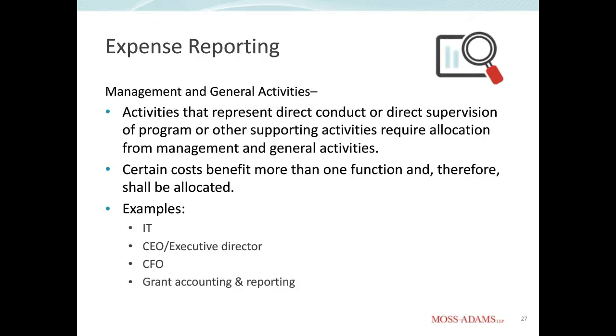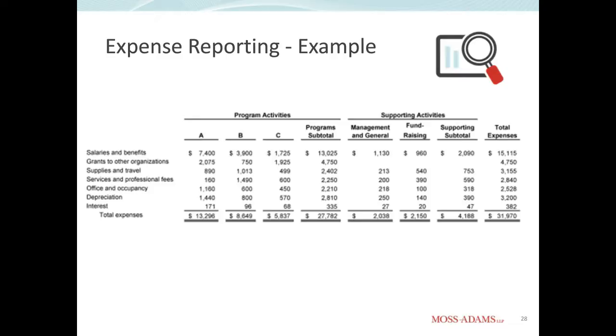The next slide here shows an example of a statement of functional expenses. This is an organization that has 3 different programs. And you can see here the natural classifications along the left, the salaries, benefits, grants to other organizations, etc., are allocated or directly shown within each one of their programs. And then there's also the supporting activities, the management and general, the fundraising activities, and then the total supporting activities. And then you have the total expenses here.